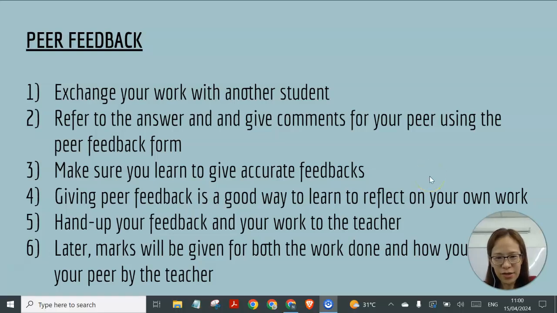Make sure you follow the instructions in the form and give accurate feedback to your friends. Giving peer feedback is a good way to learn to reflect on your own work. Hand up your feedback and your work to the teacher, and later marks will be given for both the work done and how you evaluate your peer by the teacher.